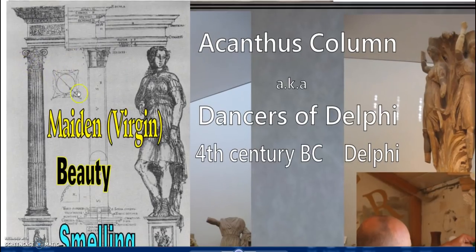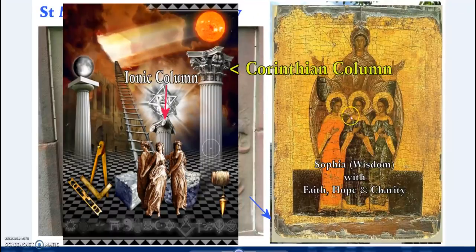It's much more complicated, as opposed to the Ionic, the column of wisdom, or the female, the column of the maiden or the virgin, again with a much more complicated hairstyle, more jewelry, as I touched on earlier, just a second ago. So there we have the Doric, the Ionic, and the Corinthian.